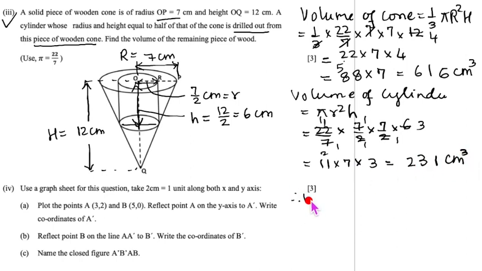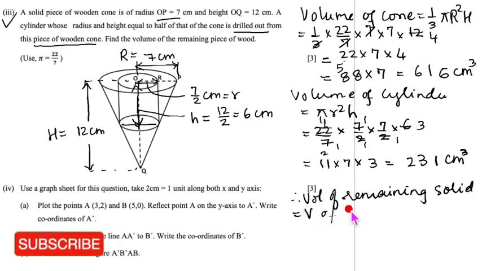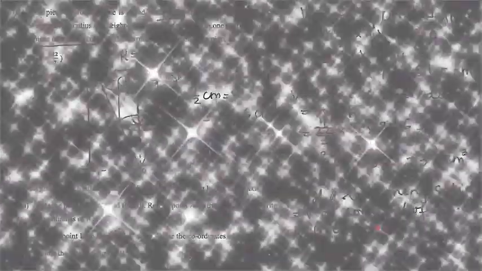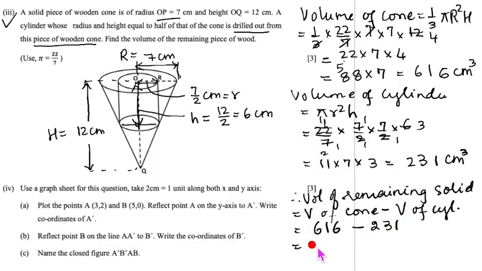Therefore, the volume of the remaining solid is equal to the volume of the cone minus the volume of the cylinder. The volume of the cone is 616 minus 231. How much is that? 385 centimeter cube. Okay, and that is our answer.